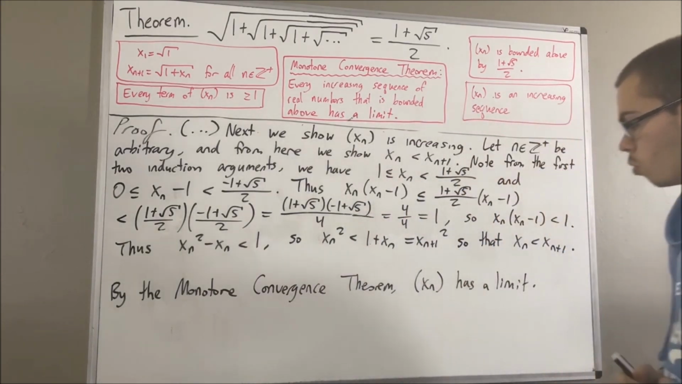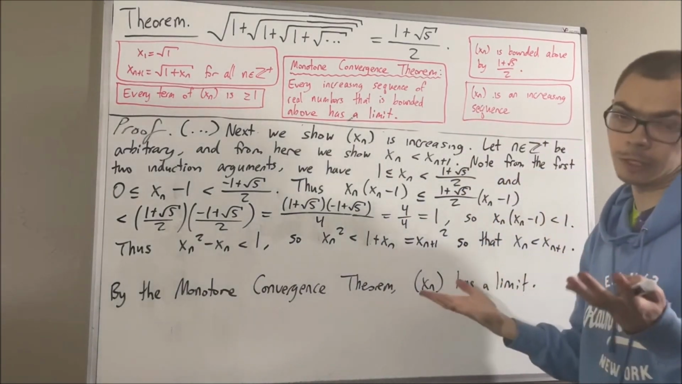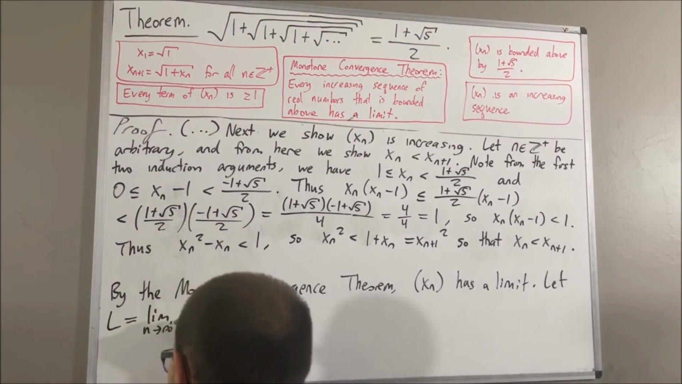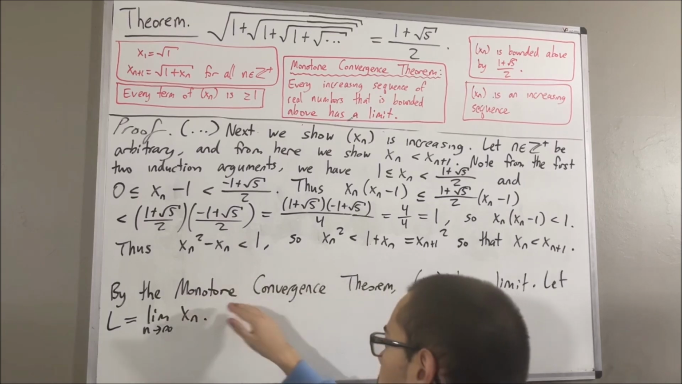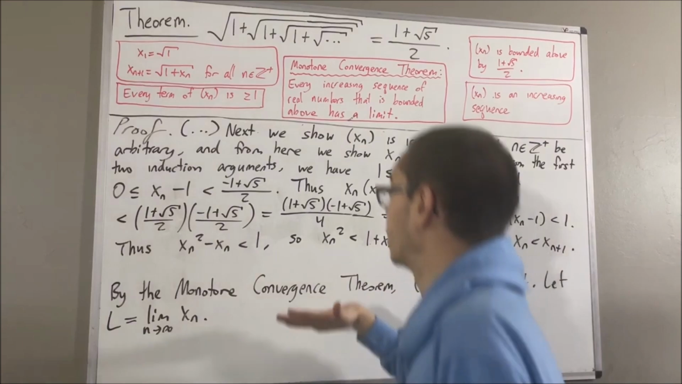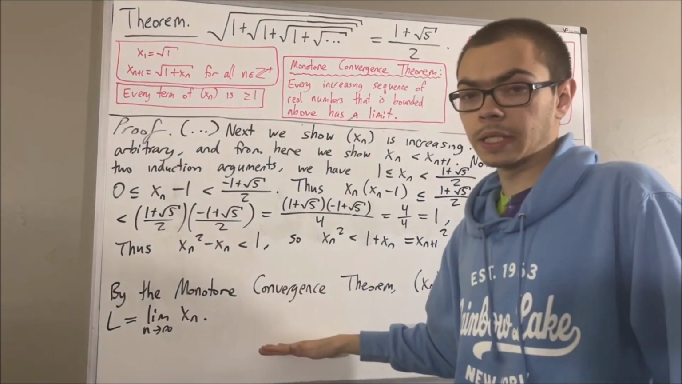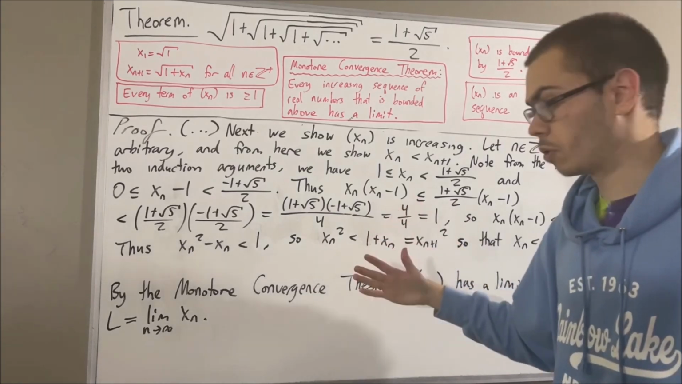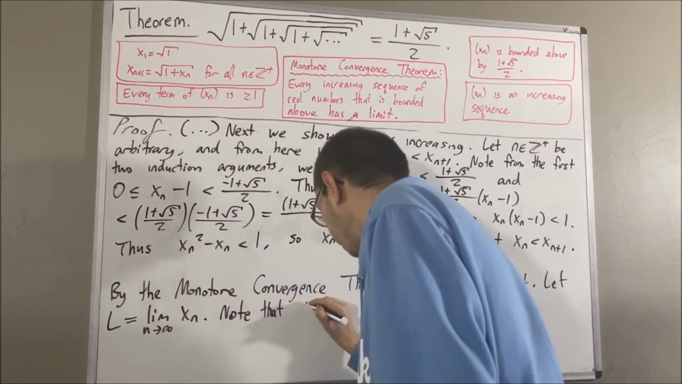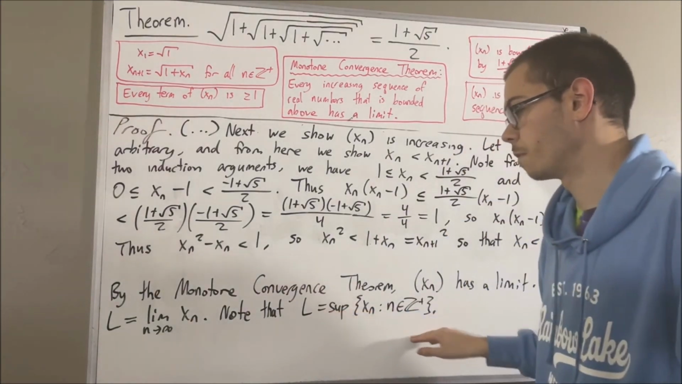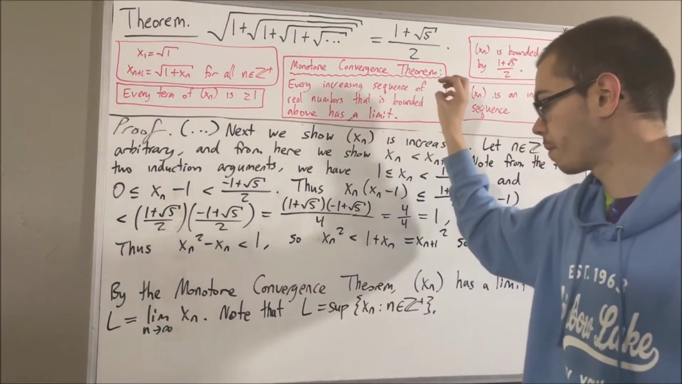And so we're going to say that L is the limit of our sequence. Now there's another thing that the monotone convergence theorem tells us about this limit. In fact, the limit of our sequence is going to be the least upper bound of the terms of our sequence. This is another part of the monotone convergence theorem that I forgot to write up here.